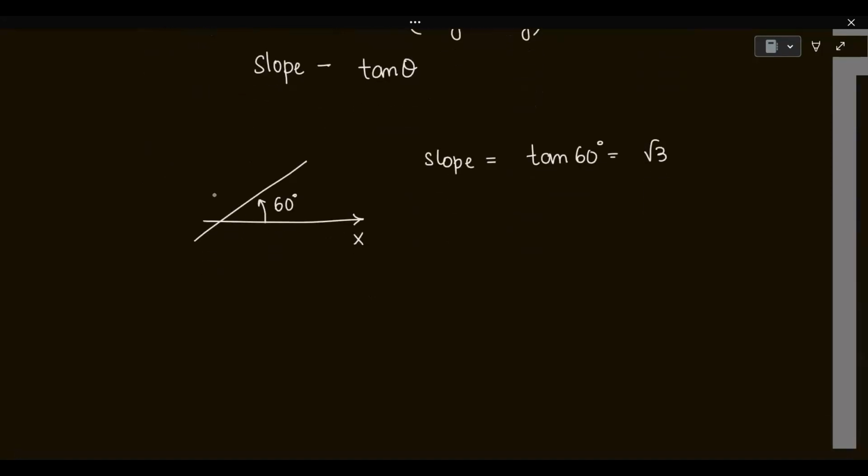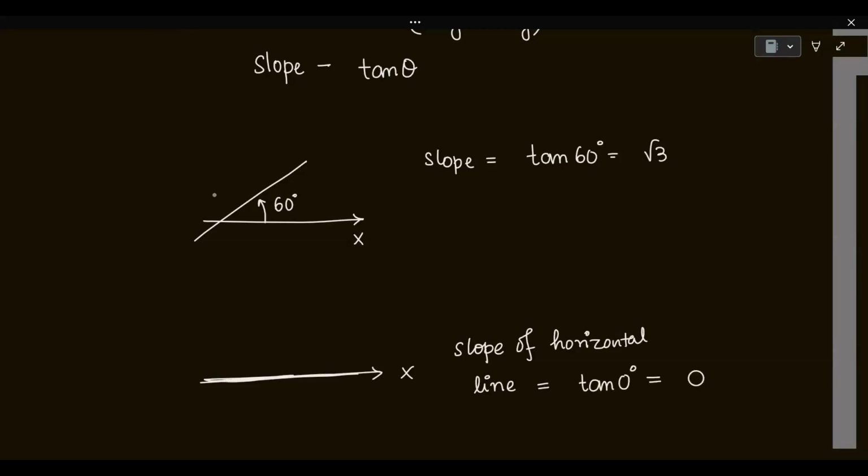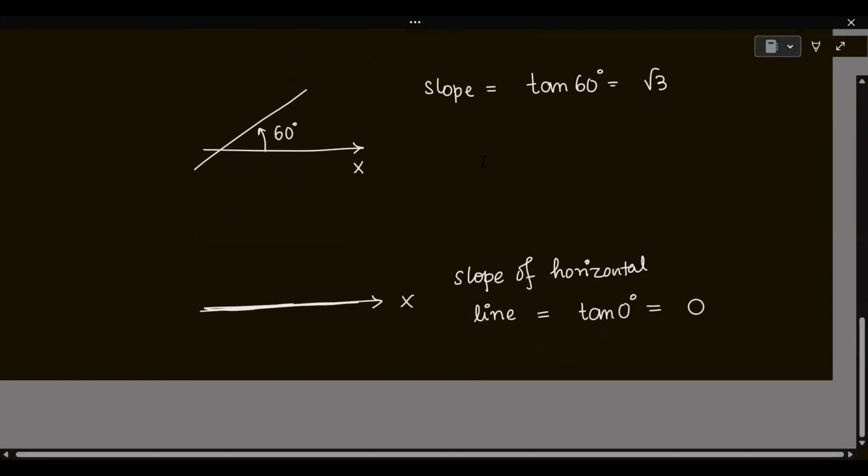Acha, there is a line, let's say this is the x-axis. There's a line which is perfectly horizontal. It's making angle 0. What will be the slope of this line? Slope of a horizontal line. Guys, tell me what is the slope of this horizontal line? I need everyone to answer this. It will be how much? 0. Very nice.